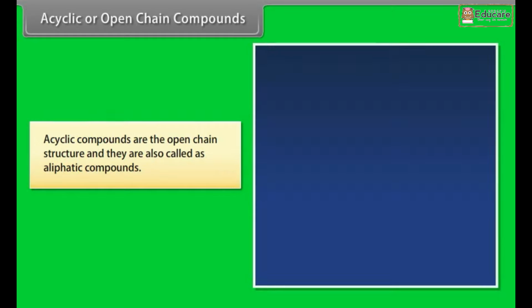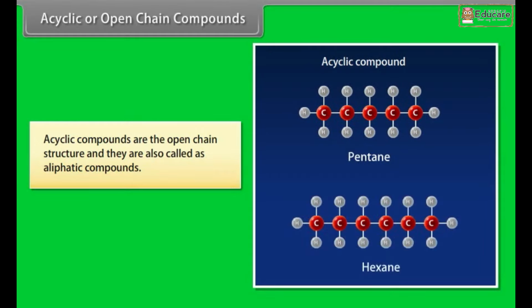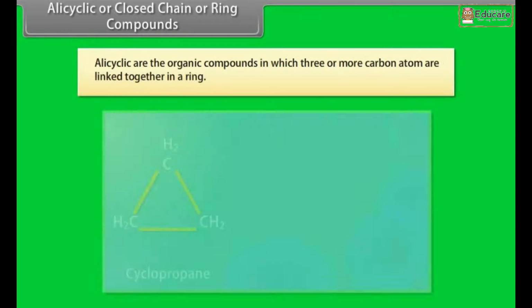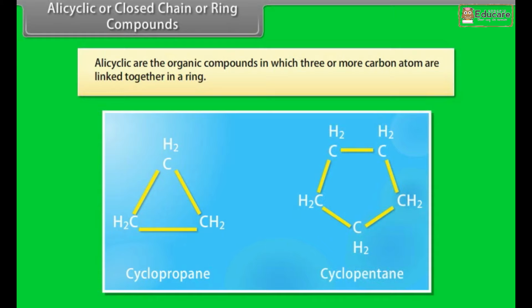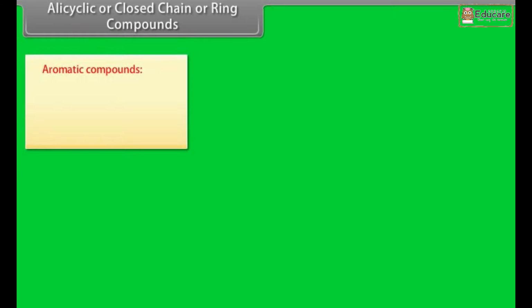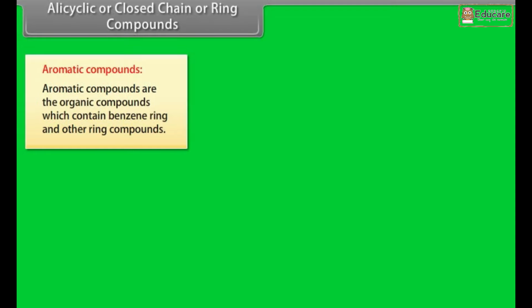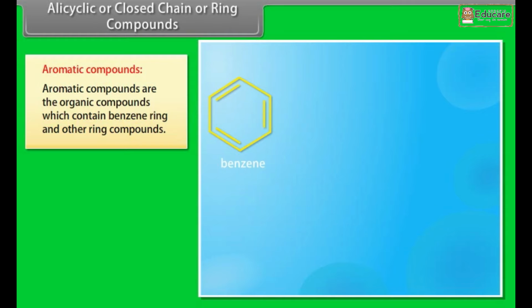Acyclic compounds are the open-chain structures and they are also called aliphatic compounds. Alicyclic or closed-chain or ring compounds: alicyclic compounds are the organic compounds in which three or more carbon atoms are linked together in a ring. Aromatic compounds are the organic compounds which contain a benzene ring and other ring compounds.